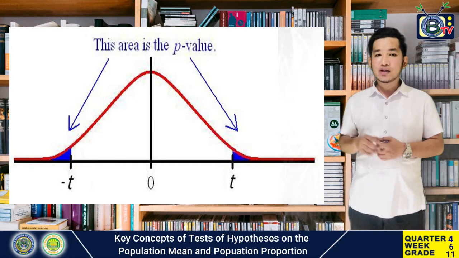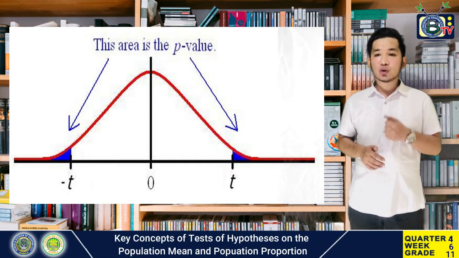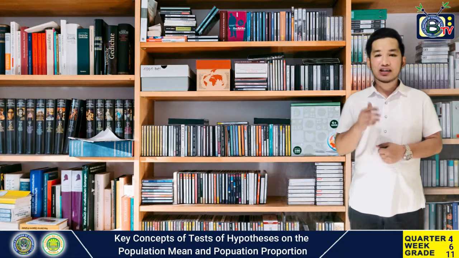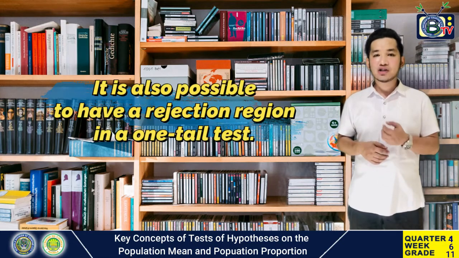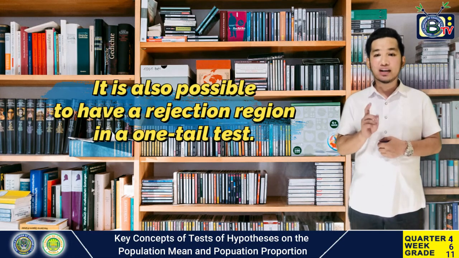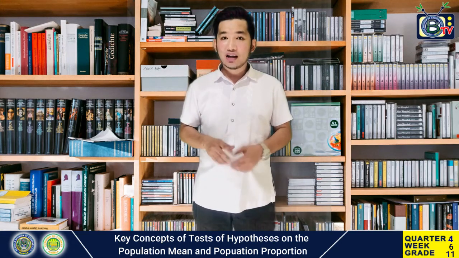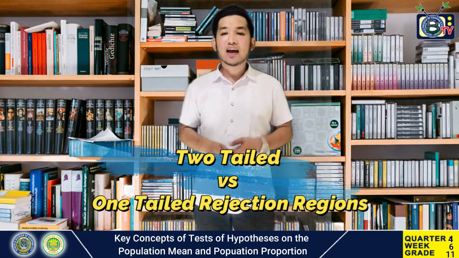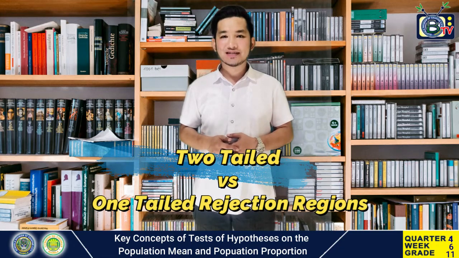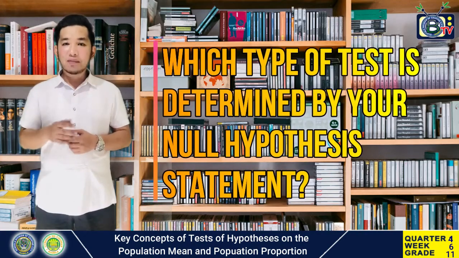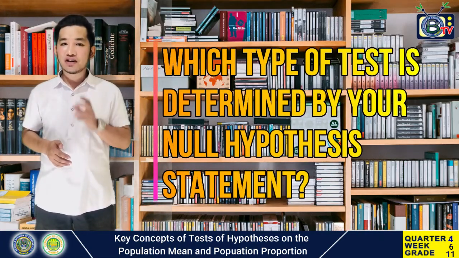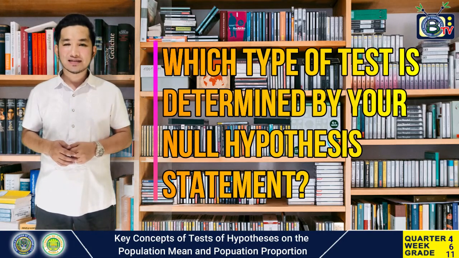The image shows a t-distribution with a two-tailed rejection region. It is also possible to have a rejection region in one tail only. Let's see through an example the difference between a two-tailed and a one-tailed rejection region. Which type of test is used is determined by your null hypothesis statement.